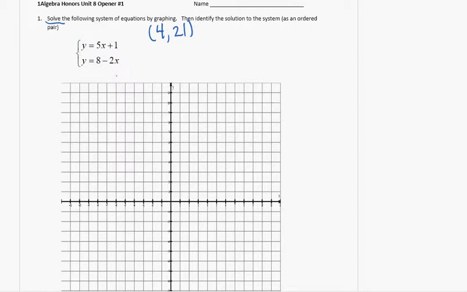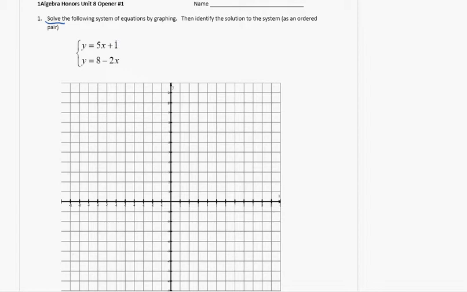However, if we now check that in the second equation, if we substitute a 4 in for the x here, 8 minus 2 times 4, that would be 8 minus 8, that would be 0. So 4, 21 is a solution to one of the equations, but it is not a solution to the system of equations. All right, so we need to find the point or points that make both of these equations true. And one way to do that is by graphing. So let me graph these two lines, and then let's see if we can make some sense out of them.